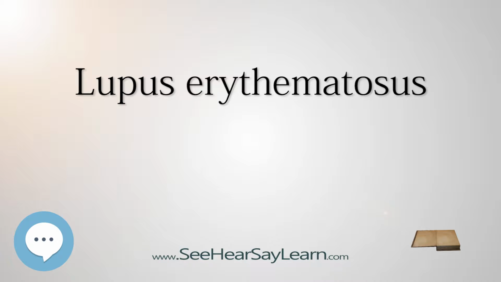Lupus erythematosus is a name given to a collection of autoimmune diseases in which the human immune system becomes hyperactive and attacks healthy tissues. Symptoms of these diseases can affect many different body systems, including joints, skin, kidneys, blood cells, heart, and lungs. The most common and severe form is systemic lupus erythematosus.